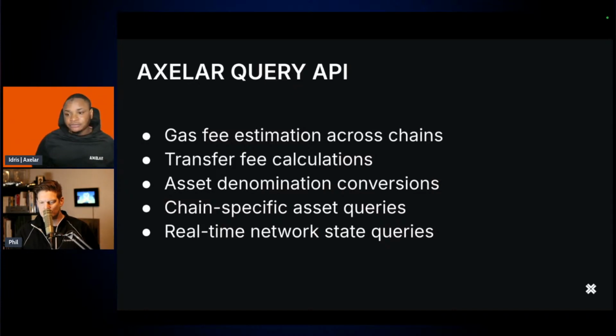Asset denomination conversion. Maybe you want to convert from enum to token symbol, or get from token symbol to know the enum. All of these things, like to know the denomination, are available to you. If you need chain specific asset queries, maybe a particular asset, or let's say Binance or Base or any of these chains, you can just query directly and then get feedback. And one cool part here is the real-time network state queries.